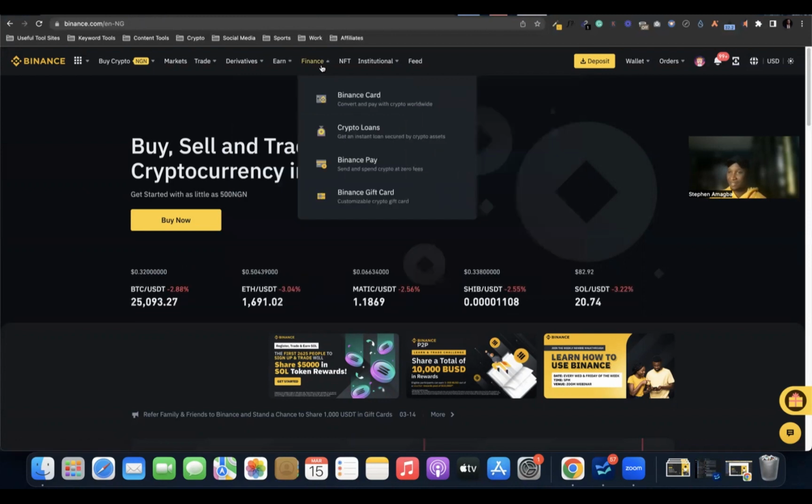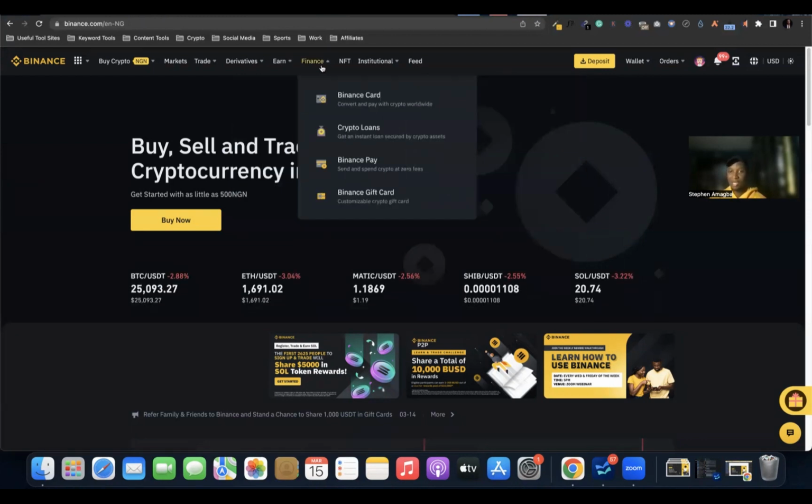So we also have the Finance tab, which is something you will be using. Binance is providing day-to-day use cases. So we have the Binance Card. We also have crypto loans, and we also have Binance Pay, which is something you're going to be using very, very often. Binance Pay is like the way you send and receive money on your bank app. So you can leverage Binance liquidity to send cryptocurrencies very, very fast to other Binance users.